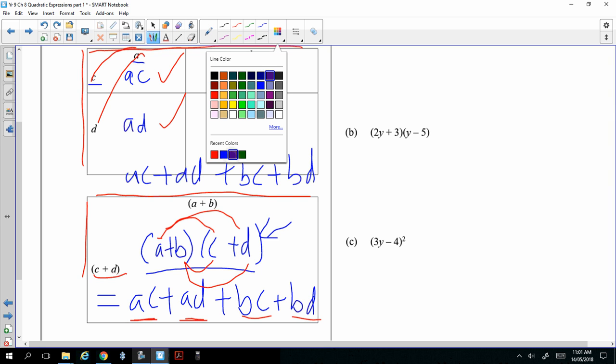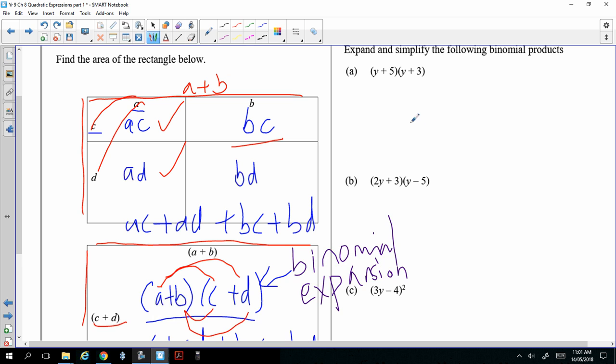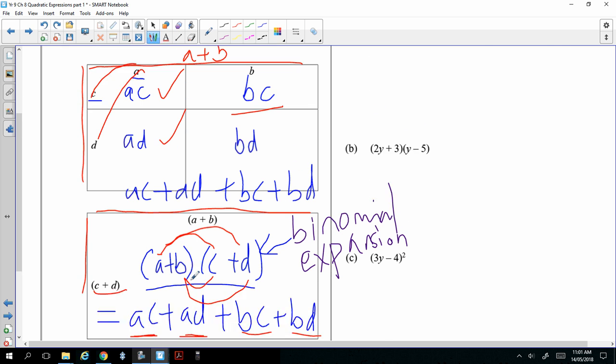binomial, bi means two, binomial means there's two terms. Binomial expansion. That's what we're going to do today. How to expand these. So we've got three examples for you to do. You do not need to draw a rectangle. You just need to follow these arrow procedures.